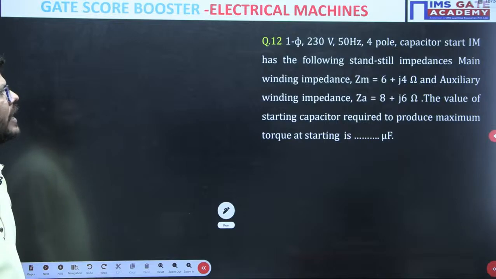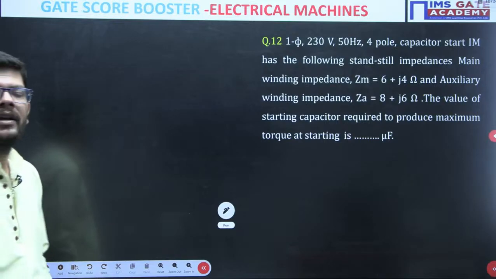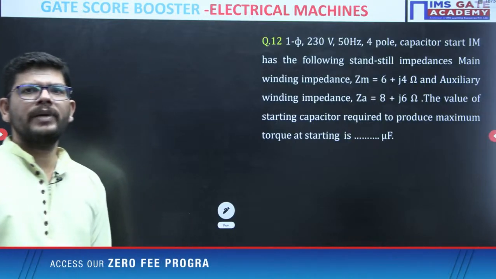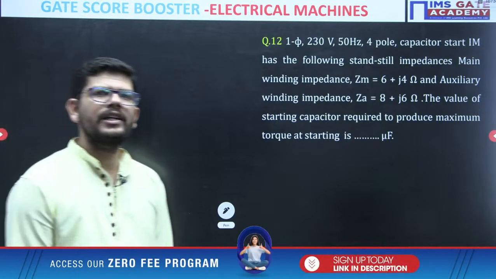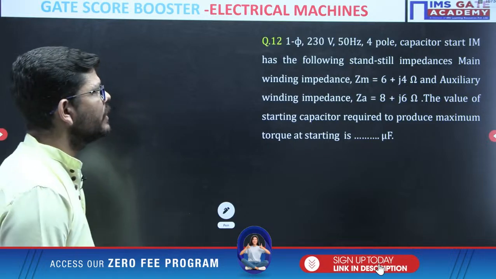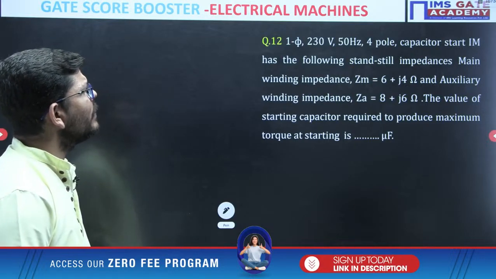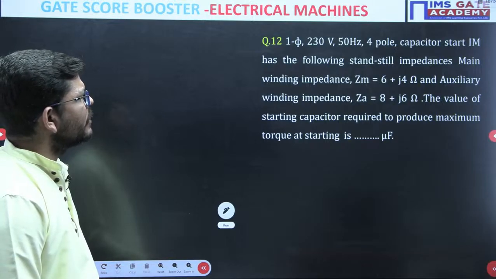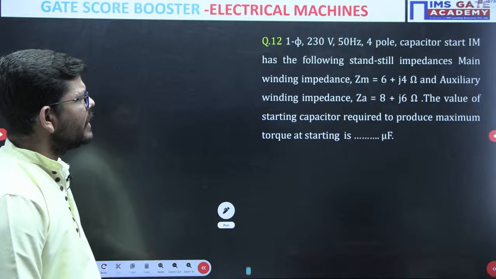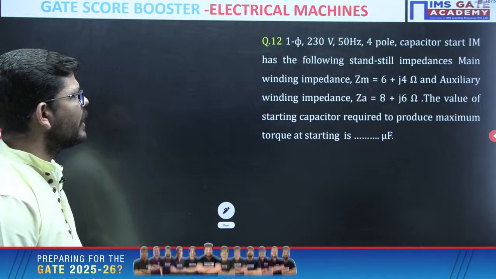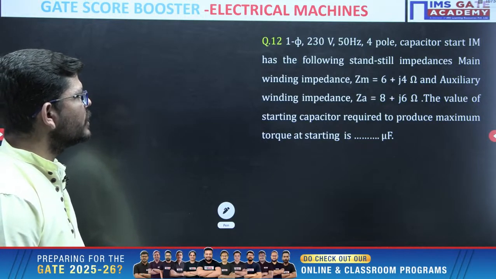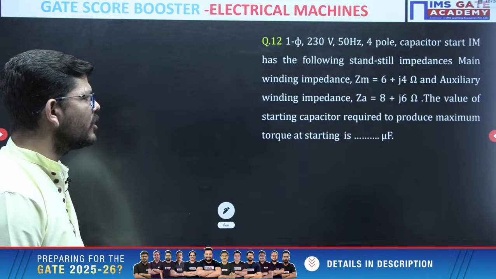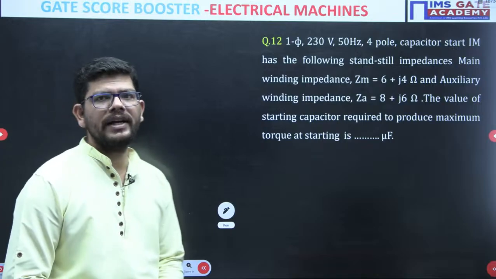Now after that, one question I have from induction motor. This year I am expecting that they will ask a question related to capacitor calculation. What is given in this question is a single phase 230 volt 50 Hz 4 pole capacitor start induction motor with the following standstill impedances: main winding 6 plus j4, auxiliary winding 8 plus j6. Find the value of starting capacitor required to produce maximum torque at starting.